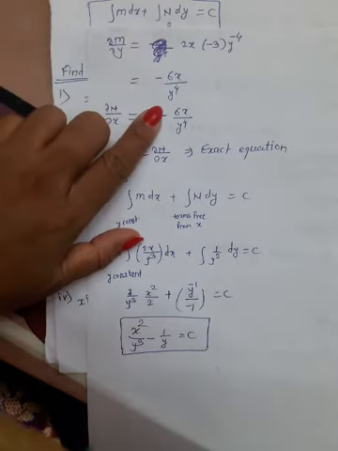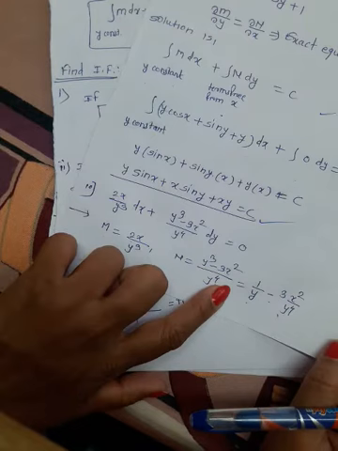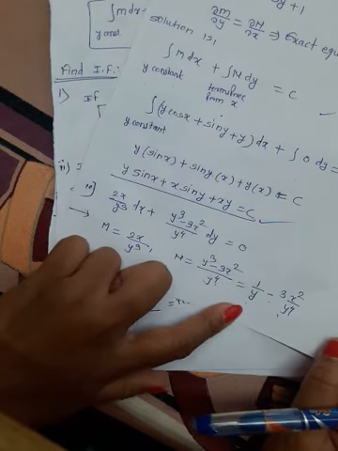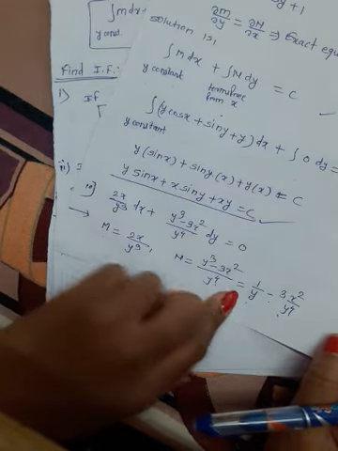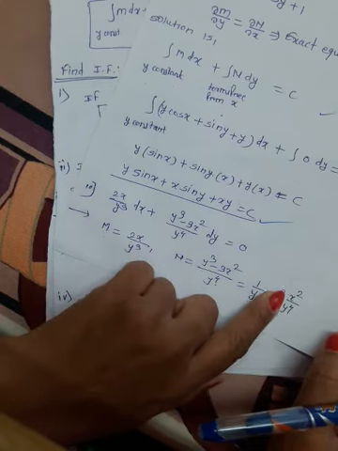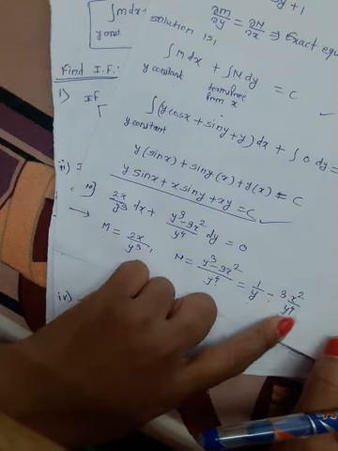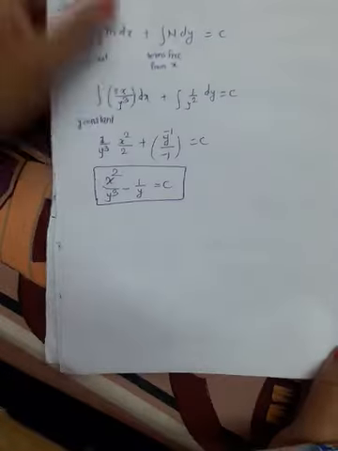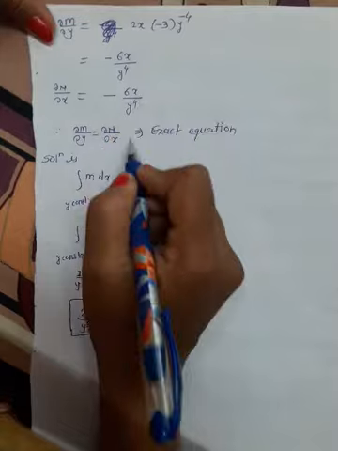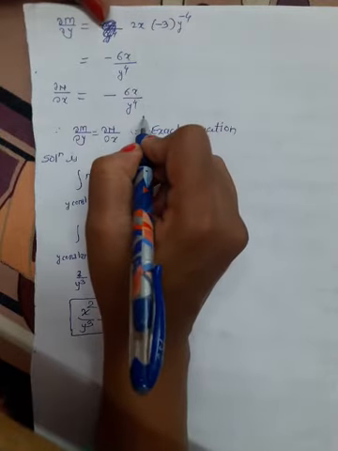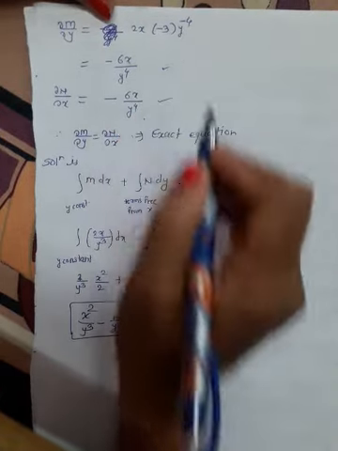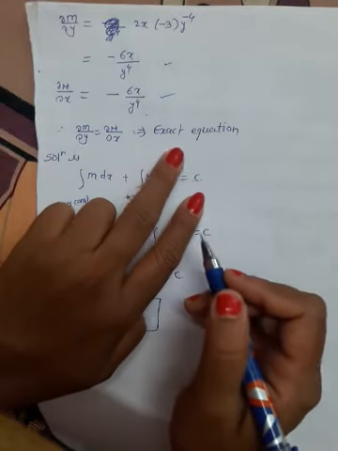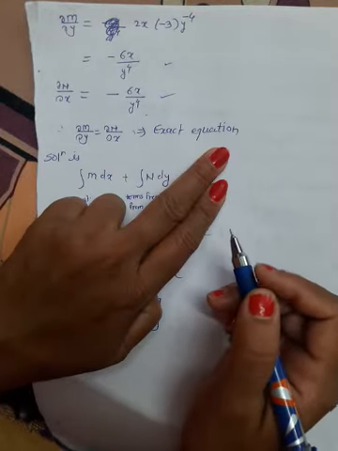And now ∂N/∂x, the derivative of N with respect to x. This is a constant. With respect to x, its derivative is 0. And with respect to x, 3 by y raised to 4 is constant. X square derivative is only 2x. Therefore, this becomes minus 6x upon y raised to 4. If you observe, these two are the same. Therefore, this given equation is an exact differential equation.